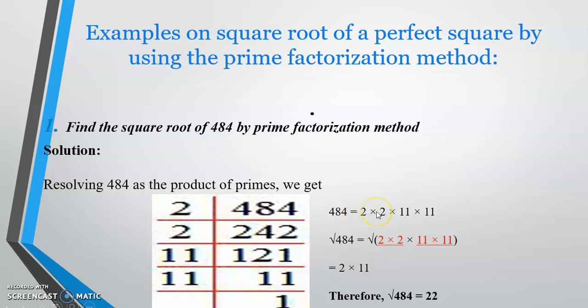This is what we have here. Remember, our previous step asked us to choose one of the repeating factors. We have 2 repeating and 11 repeating itself. So pick out one of the 2s, and pick out one of the 11s. So 2 times 11 is what? Yes, 22. So it means that the square root of 484 is 22.